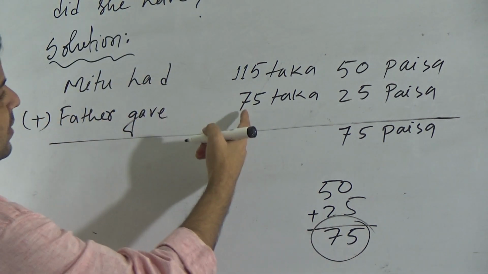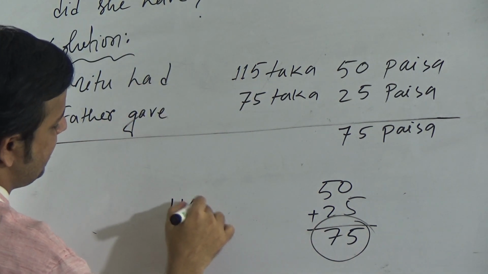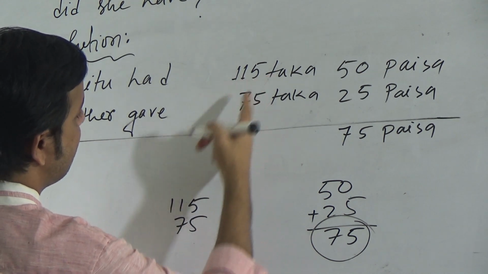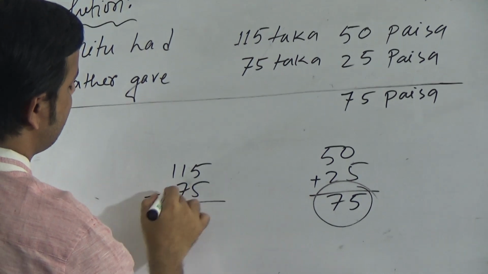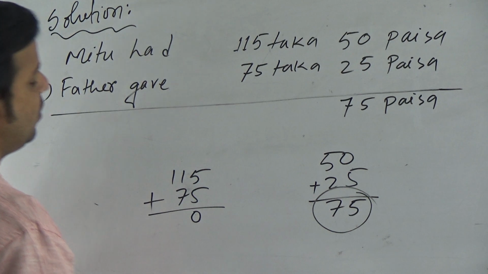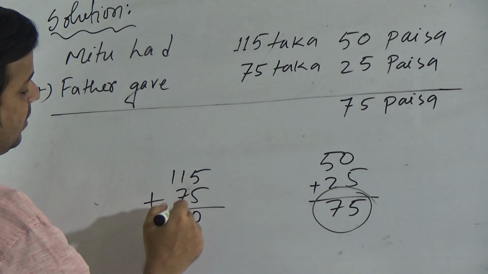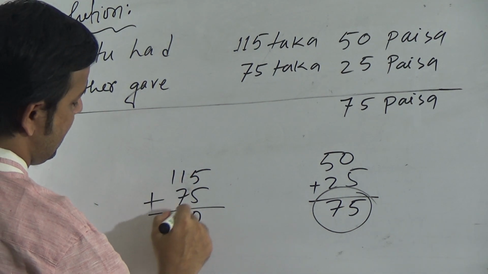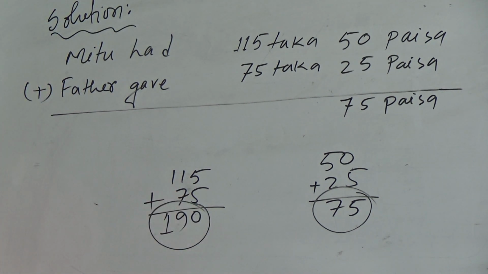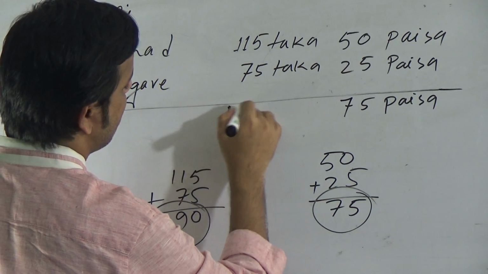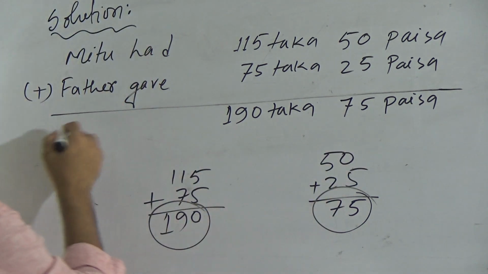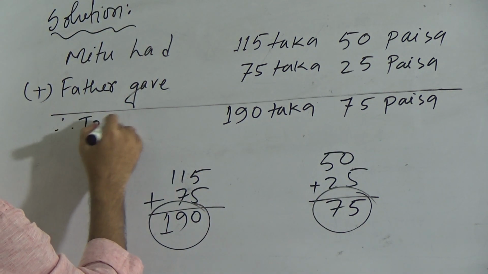Now we have to add 115 taka with 75 taka. Now if we add these two, 5 and 5 will be 10. So 0, 1 left, 7 and 1 is 8 and remaining 1 is 9. And here is 1. 190 taka 75 paisa. This is the total amount, therefore total.